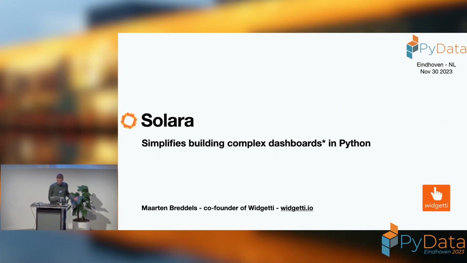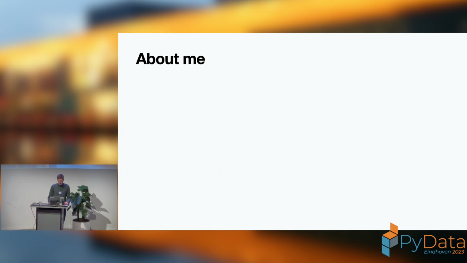So Solara is a framework we built to simplify building complex dashboards in Python. And I put an asterisk to dashboard because actually Solara is a web framework with a focus towards data apps. But data apps is not really a word many people know. A web app is too general, and we noticed that many people describe what they want, even though it's not a dashboard, as a dashboard. So that's why the asterisk.